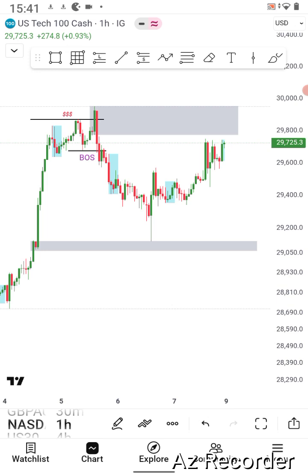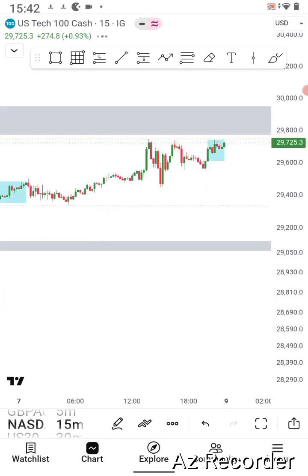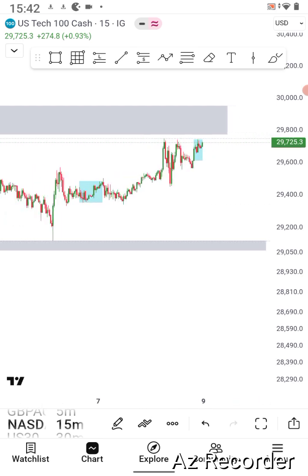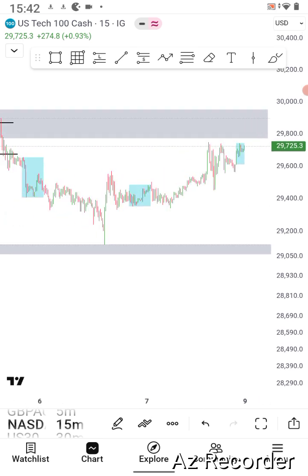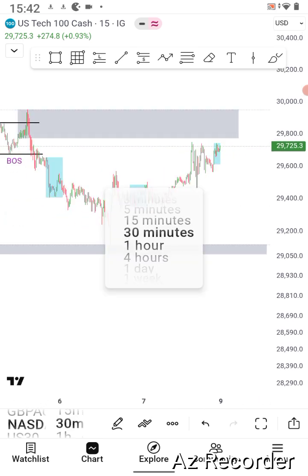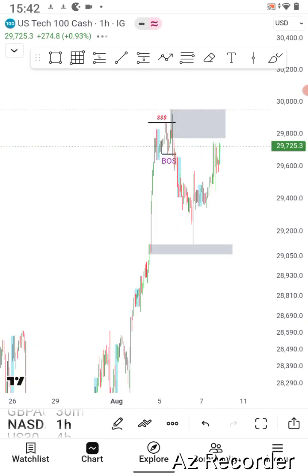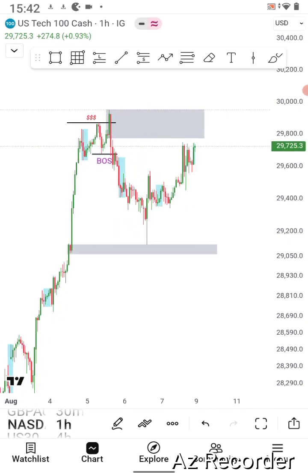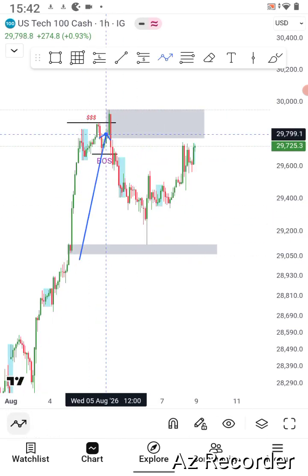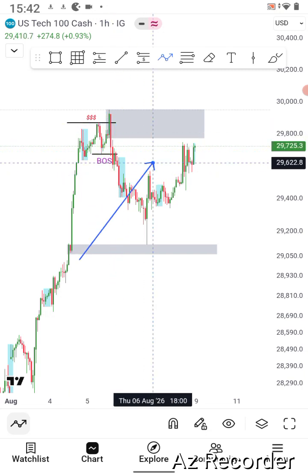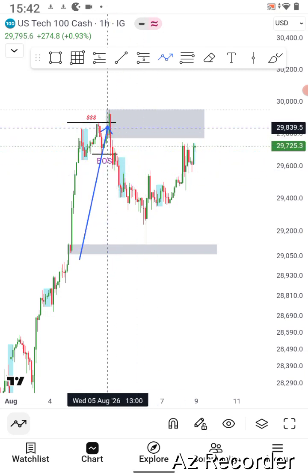So after I've done this, I want to scale down to the 15 minutes time frame. And I told us, what do I want to see? So let's go back to the 1 hour time frame. I said that this being an order block means that whenever price comes back to this place, there were some sets of orders here that did not finish.